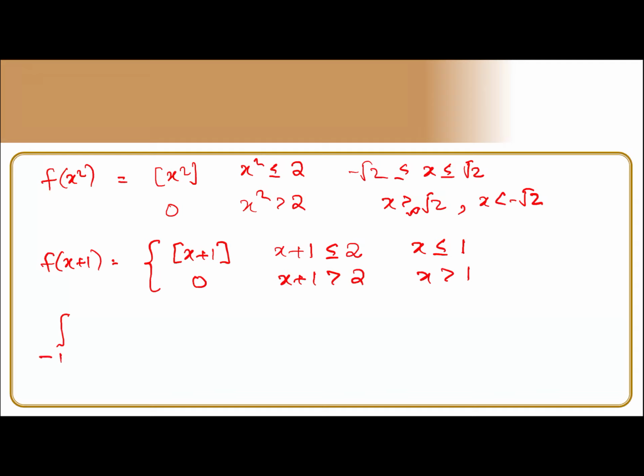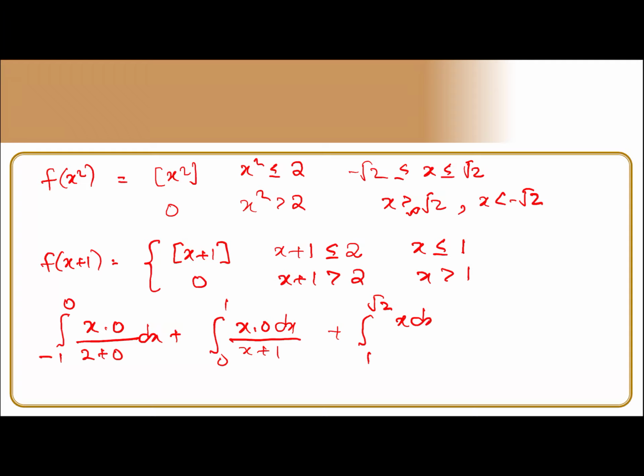Now the problem is over. So we break: minus 1 to 0, x into 0, because that lies in this interval, over 2 plus 0, into dx. Very carefully you have to substitute. 0 to 1, this is also x into 0 dx by x plus 1, plus 1 to root 2 x dx by 2 plus 0. After breaking, this function breaking is the most important part. Rest everything is very simple.